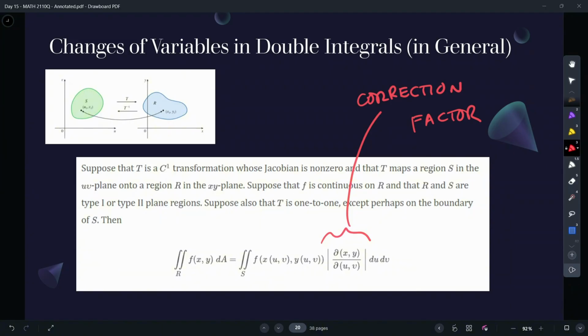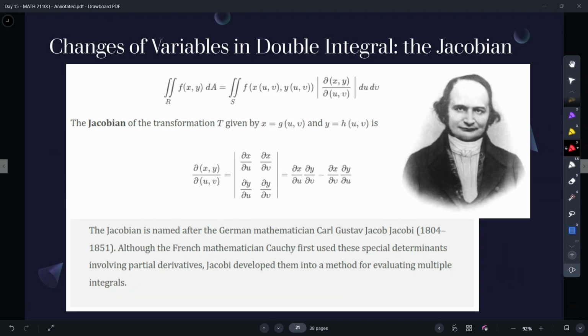And it turns out that number has history, and it's called the Jacobian of the transformation. It's a number that we're going to be able to calculate, and it's due to work of Carl Gustav Jacob Jacobi, who developed the theory of how to do these transformations correctly and what is the correction factor every time. Okay?